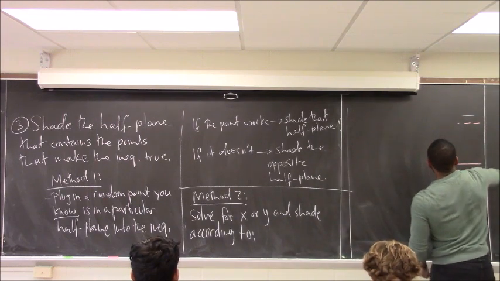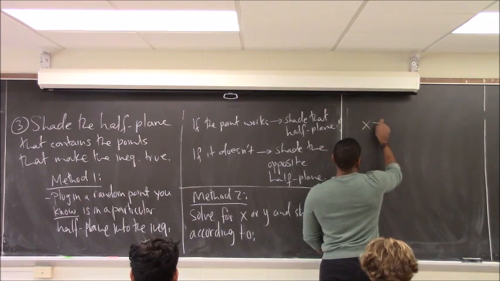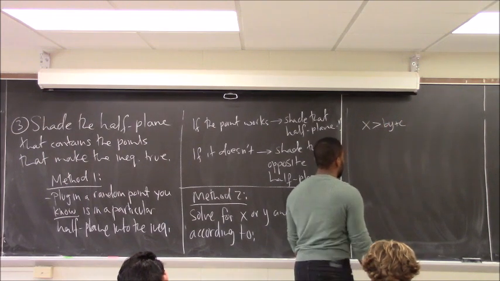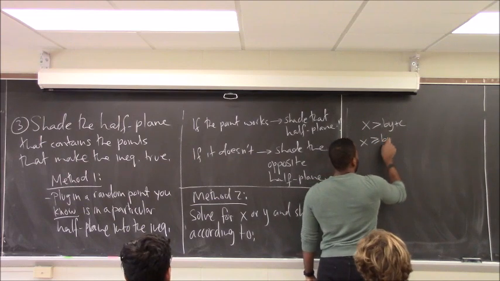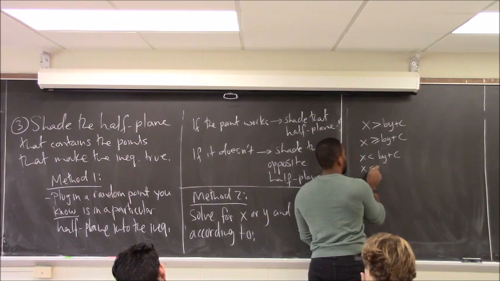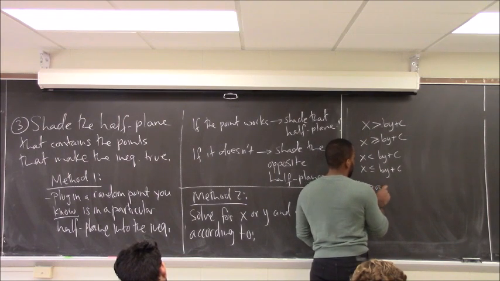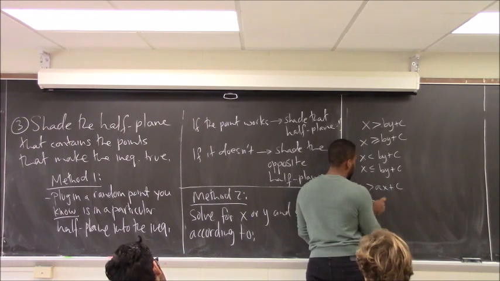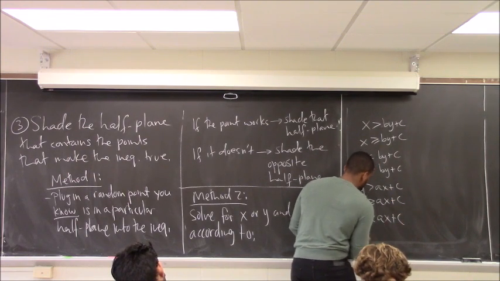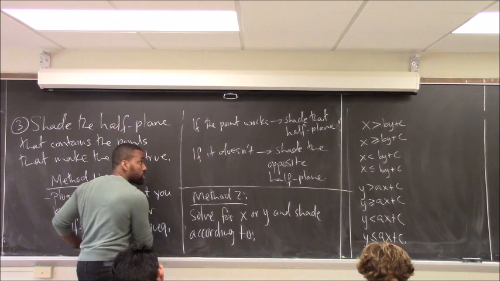So you can solve for x or y. So you can have, say, x is greater than by plus c, or some version of that, or greater than or equal to by plus c. You can also have x is less than by plus c, or less than or equal to by plus c. You can solve for y greater than ax plus c, or greater than or equal to ax plus c, or y is less than ax plus c, or y is less than or equal to ax plus c. And each of these goes along with a certain position.